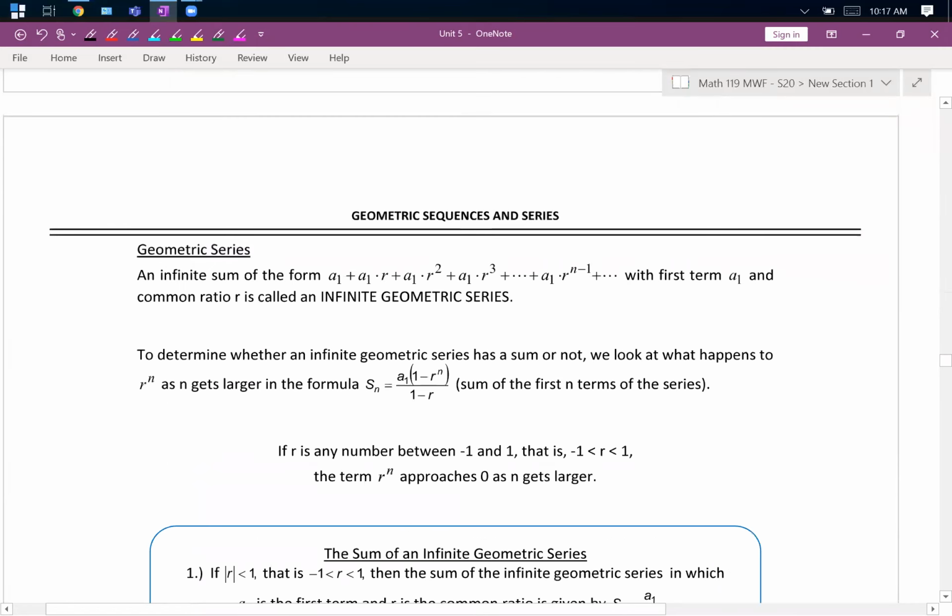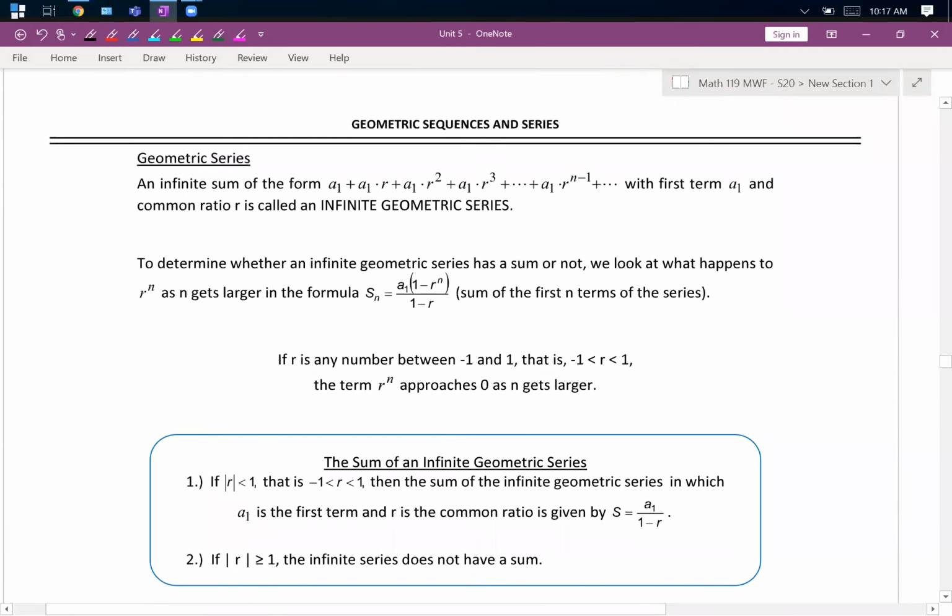All right. So for a geometric series, we know series just means add up the sequence. So an infinite sum of this form, which is just what all those terms added together would look like, with the first term a sub 1 and our common ratio r, is called an infinite geometric series.